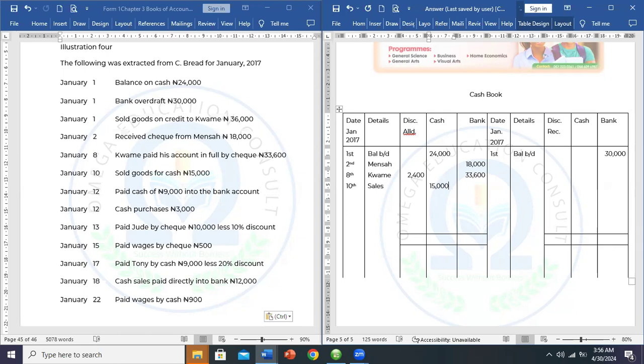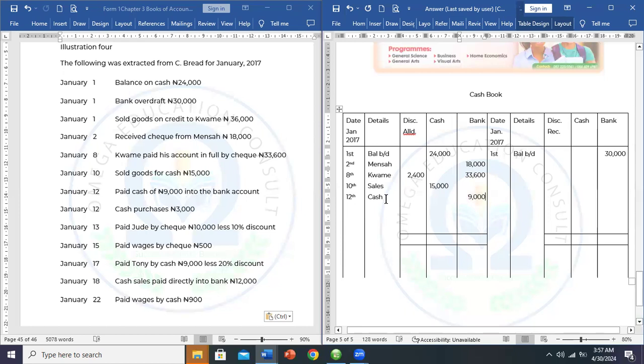Then the next one, paid cash of 9,000 into bank. So there's another contra entry, right? We are depositing cash into bank. We are paying cash into bank. So who is paying? Cash is paying and bank is receiving. Okay, so we are going to debit bank who is receiving. So let's do the debit first. On the 12th of January, bank is receiving from cash. So we debit bank 9,000.